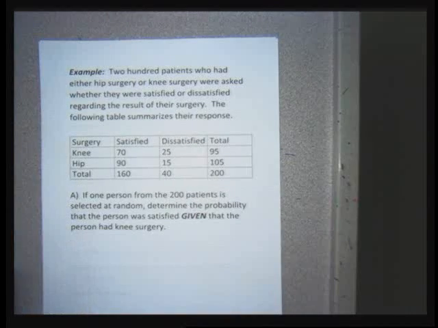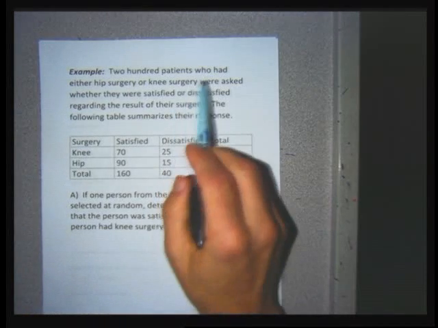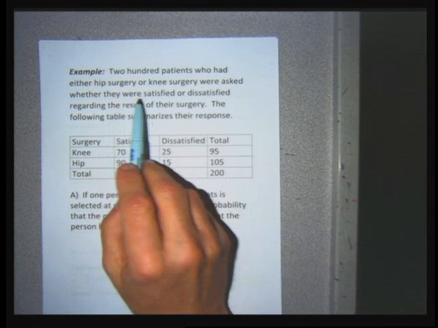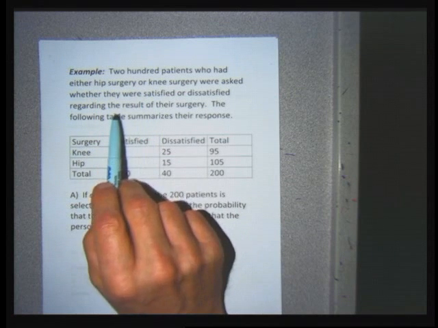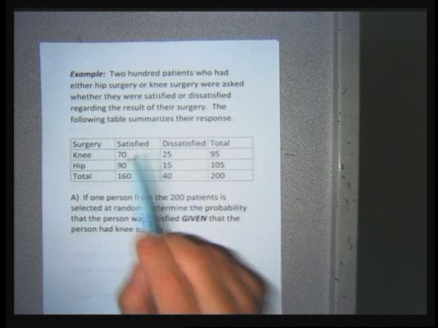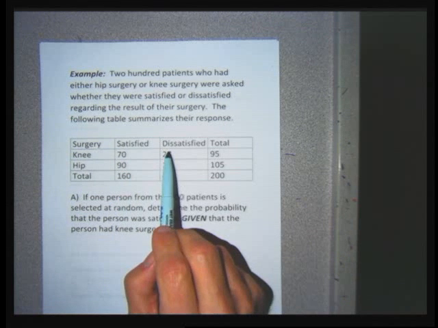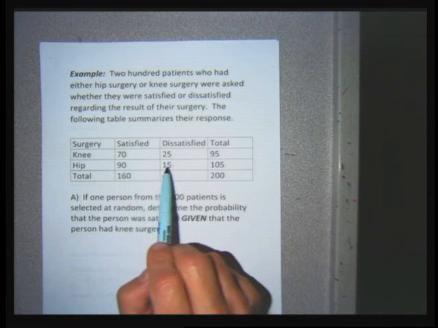So here's an example. 200 patients who had either hip surgery or knee surgery were asked whether they were satisfied or dissatisfied with the results of their surgery. So some of the knee people were satisfied, some were dissatisfied, hip satisfied, dissatisfied.